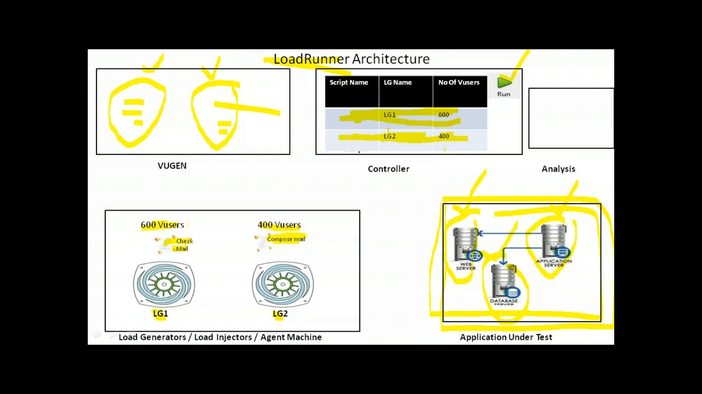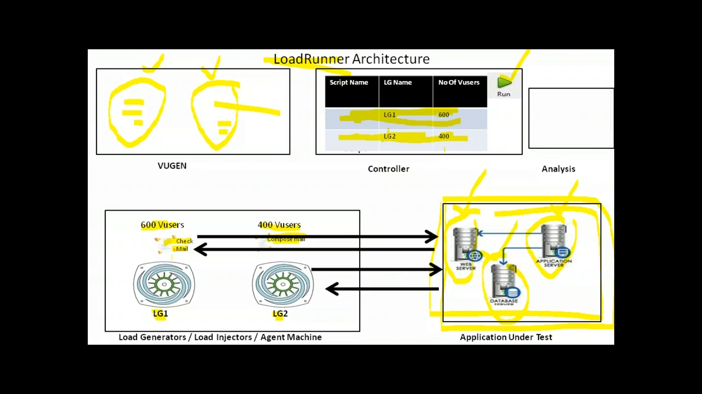So as the users are executing check mail, a request is sent to the application under test, and you get the response as well. Similarly from the LG2 ones. This is what is going to happen for the next 1 hour, because the test would run for 1 hour. Continuously 600 users will be executing check mail, and 400 users will be executing the compose mail script, for 1 hour. The requests will be sent to the application under test, and you'll get the responses back.